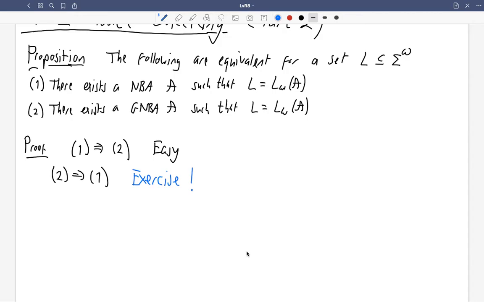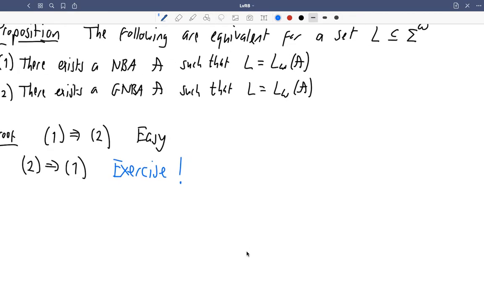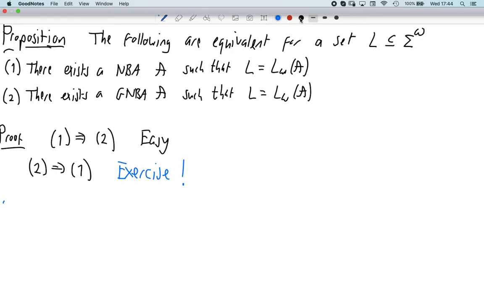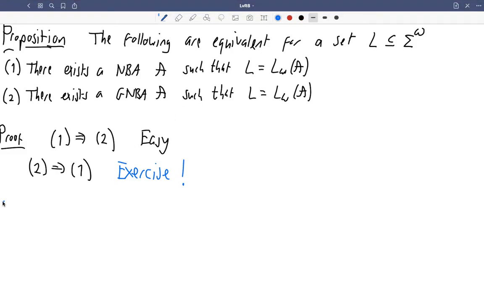So in some sense, we didn't really need to introduce generalized non-deterministic Büchi automata, because whenever you can use a generalized one, you could get away with an ordinary non-deterministic Büchi automaton. But that ordinary one will typically be more complicated. So actually it is going to be useful to have the generalized ones, because that allows us to use less complicated automata in the constructions than we would otherwise use.